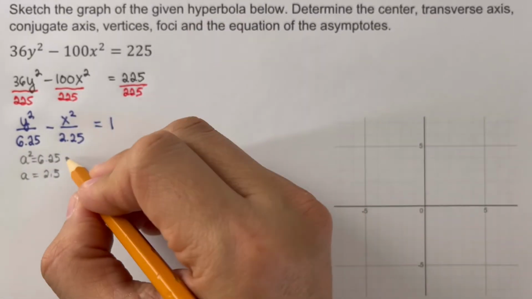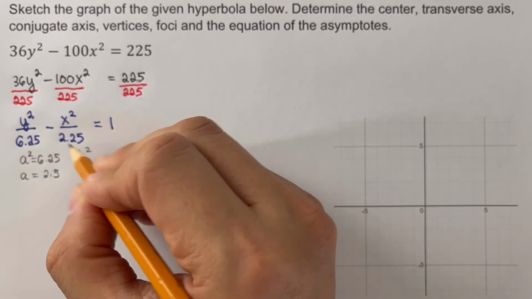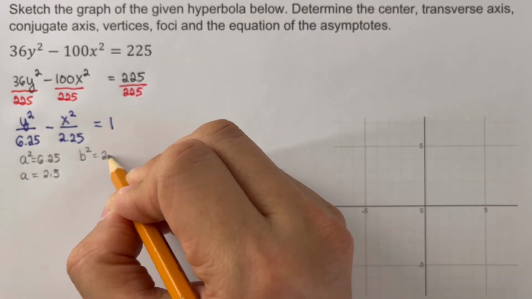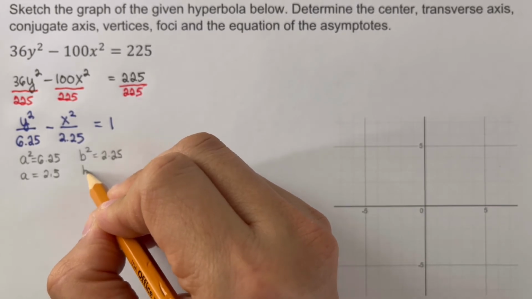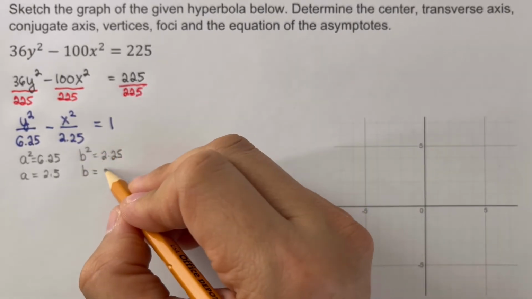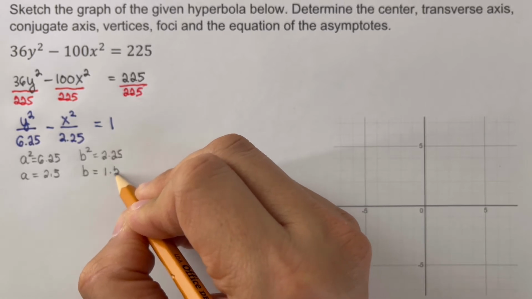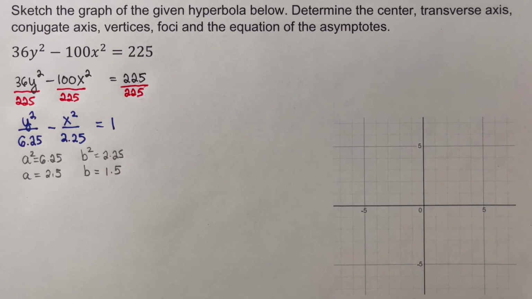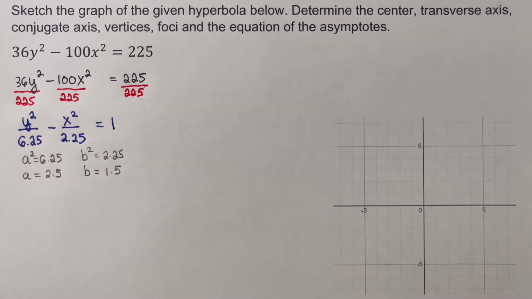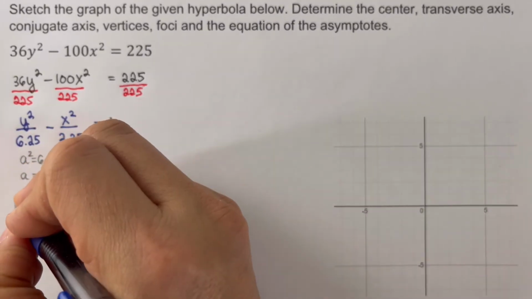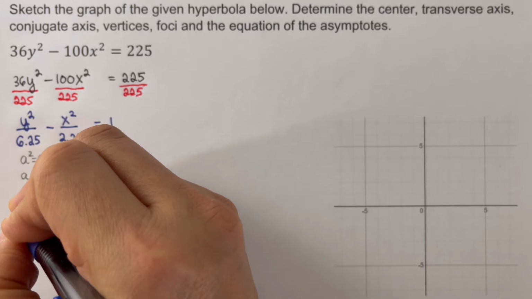And then our b squared is this one right here, so that is 2.25. So our b is the square root of 2.25, which is 1.5. From here, given this equation, our h and k are 0. This tells us that the center of this hyperbola is at 0, 0. So I'm just going to write it down here.